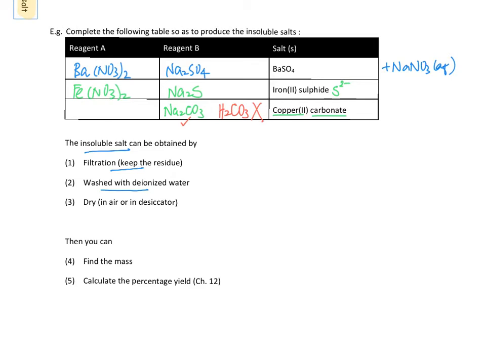So we need to wash the solid with a small amount of deionized water, and then we need to dry the insoluble salt in air or in a desiccator or in an oven. Now if you propose to dry the salt in a hot oven, you have to think about whether the salt is stable at high temperature or not. After that, we can obtain the mass of the products. And do you still remember what is meant by percentage yield? We can also calculate the percentage yield of the chemical reaction.